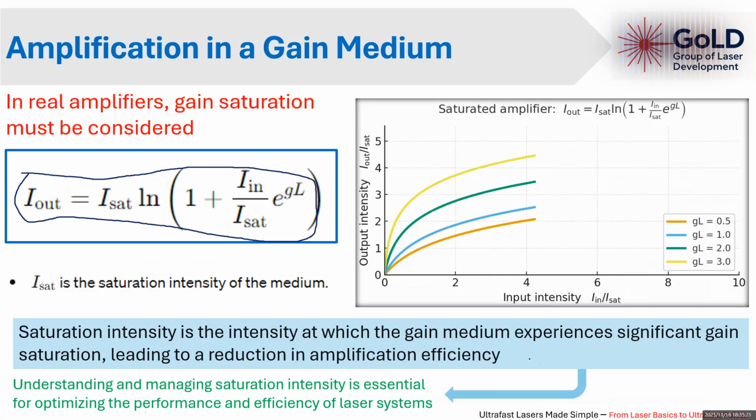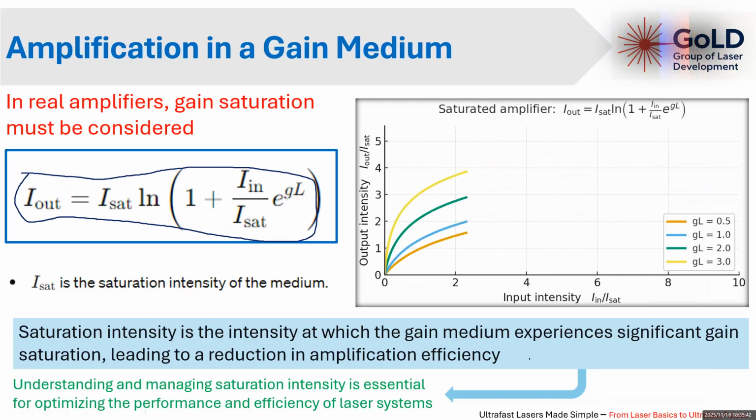Output intensity and input intensity. But I saturation, what is ISAT? I saturation is the saturation intensity of the medium. The gain medium has a limit. When you buy one, usually it is mentioned in the data sheet.